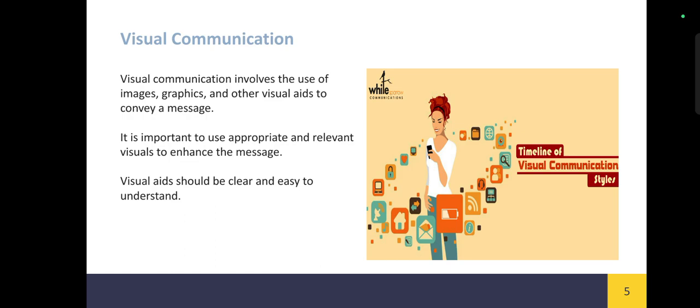Visual communication. Visual communication involves the use of images, graphics, and other visual aids to convey a message. It is important to use appropriate and relevant visuals to enhance the message. Visual aids should be clear and easy to understand. Visual communication is also an important effective communication. Now, entering to another slide.